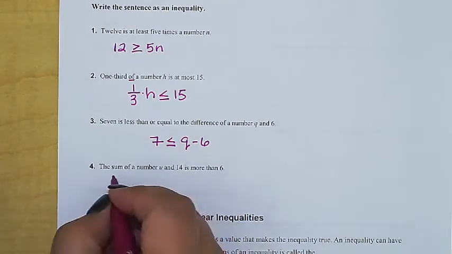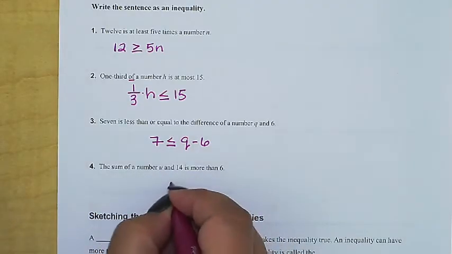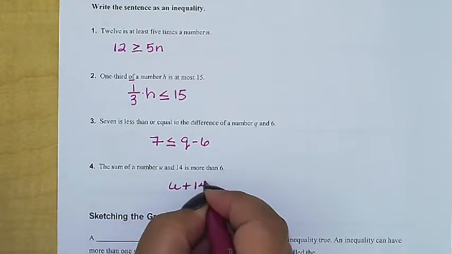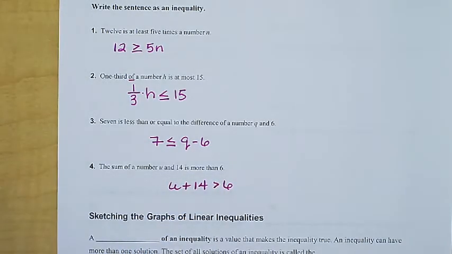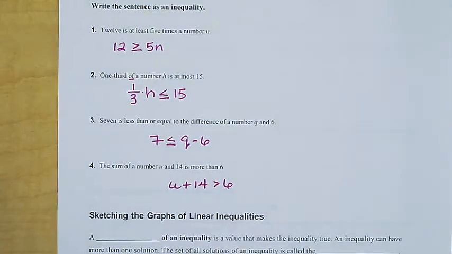And it says the sum of a u and a number, so if you got u plus 14 is more than 6, then that's exactly what you should get. That looks good.